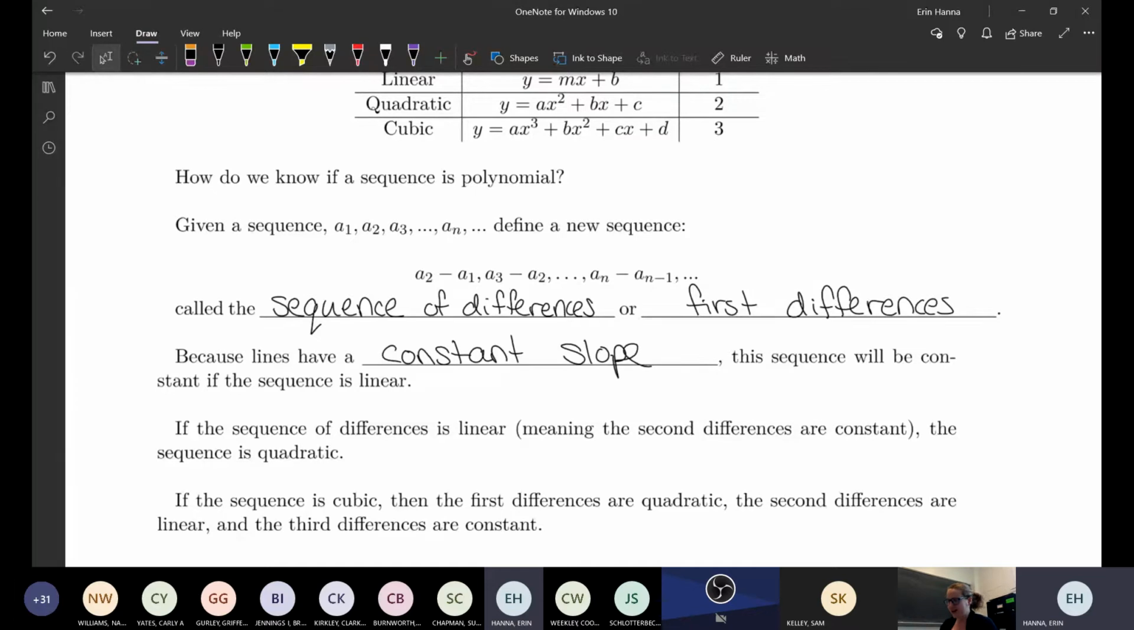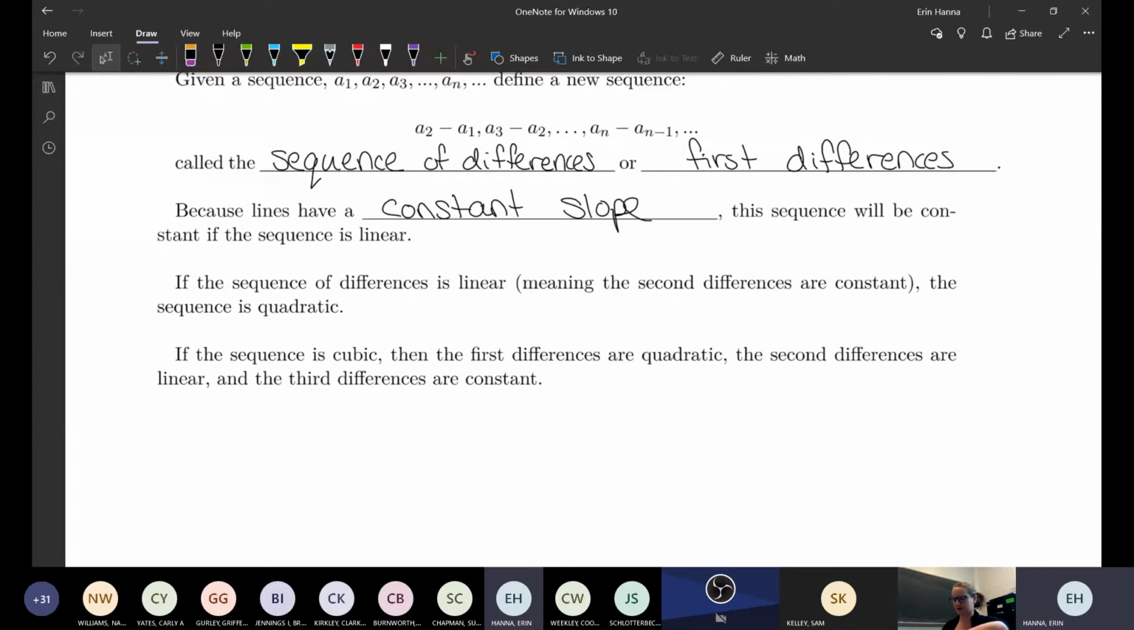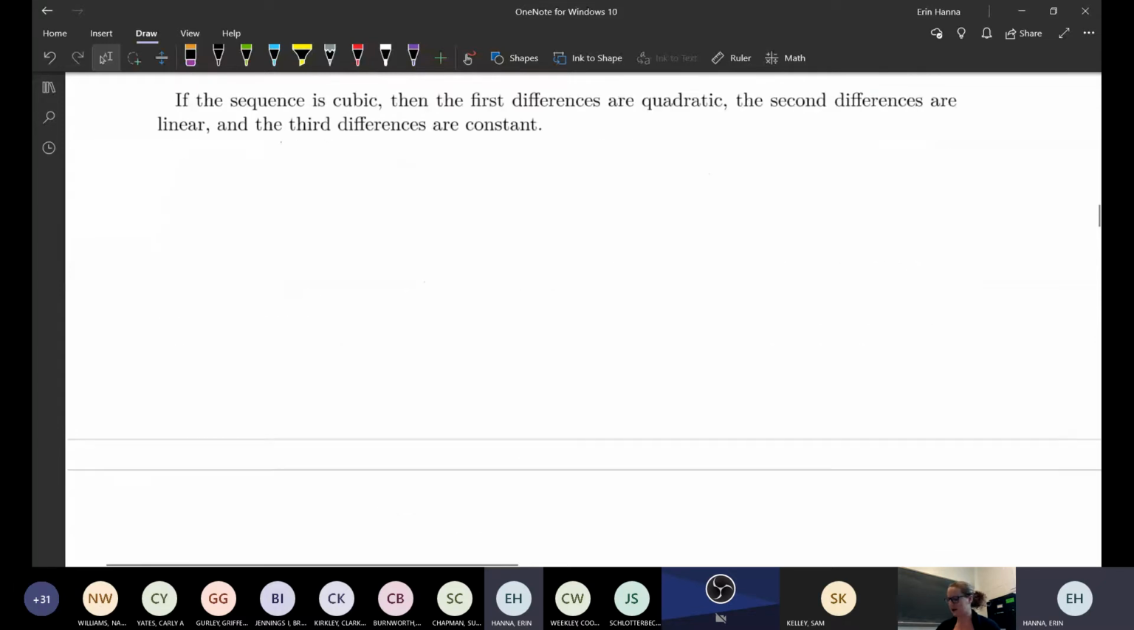Okay, and it's essentially like, how many differences did you have to find before they were constant? If you only had to find one difference, it's going to be linear, degree 1. Did you have to take 2 differences? Then it's quadratic, degree 2, and so on and so forth. So let's see an example of that, because I know just like that might not make a lot of sense.